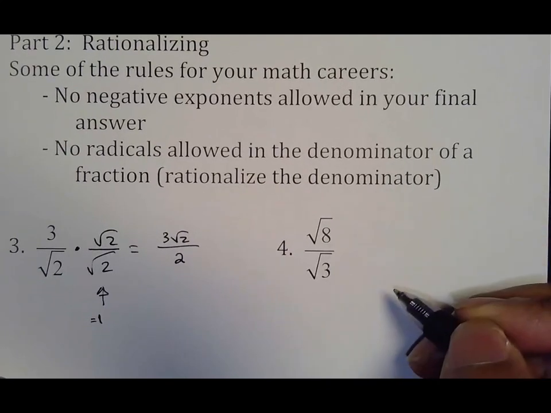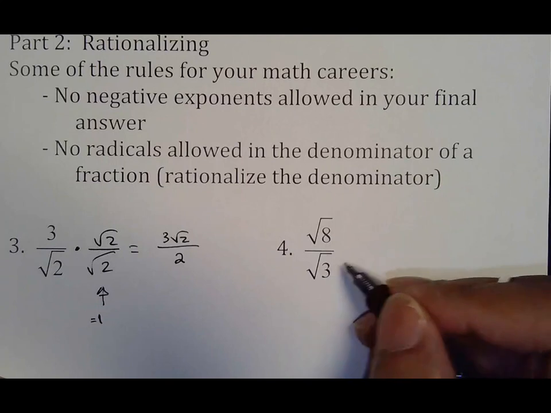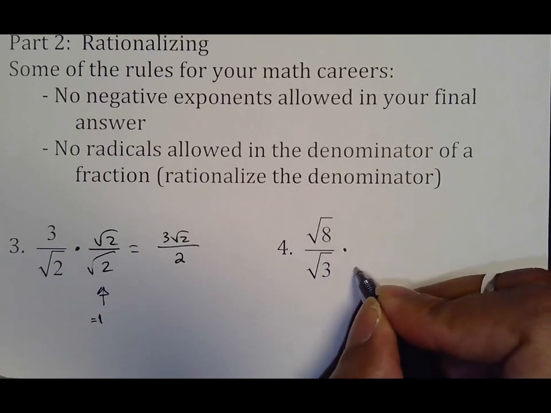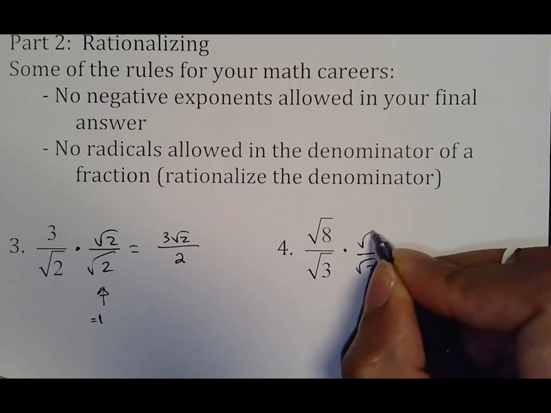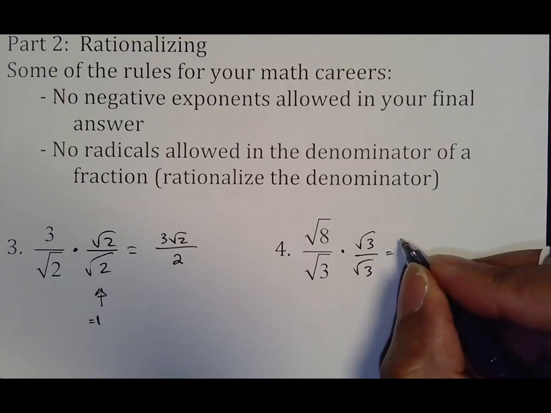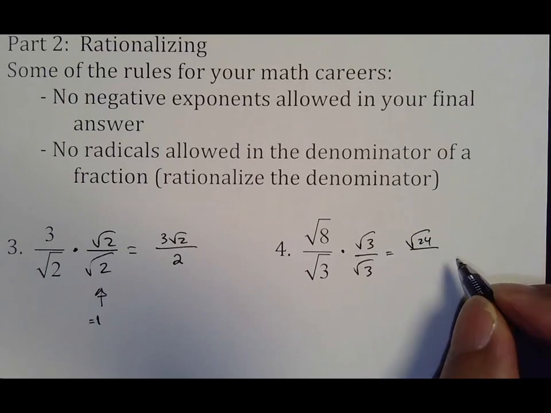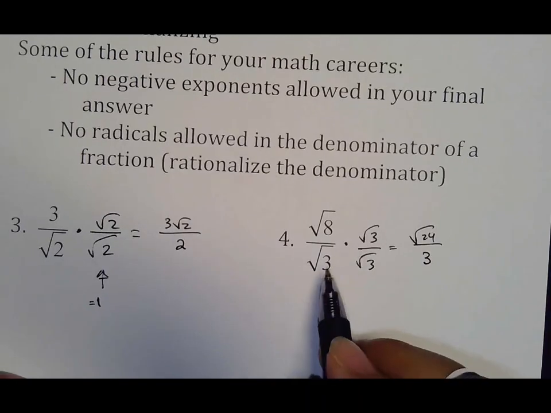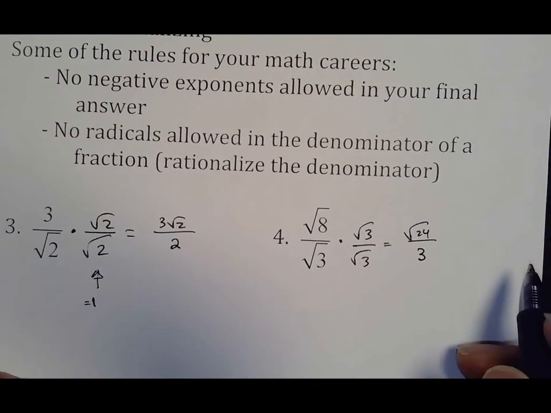Root 8 over root 3. So again, we don't care about the 8. We don't like where the 3 is. So we're going to multiply by root 3. But again, to keep it from changing the value, we multiply root 3 over root 3, which then turns into root 24 over 3, because a root times itself is going to equal itself.